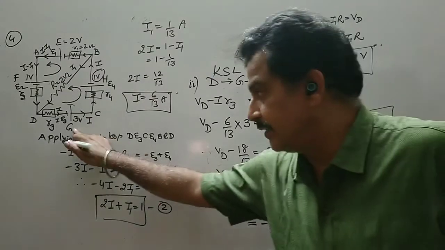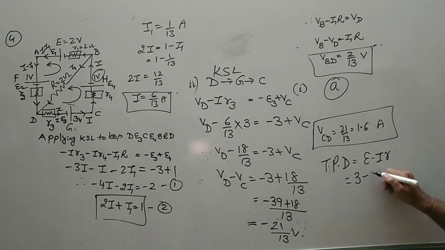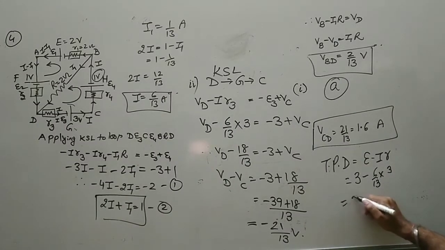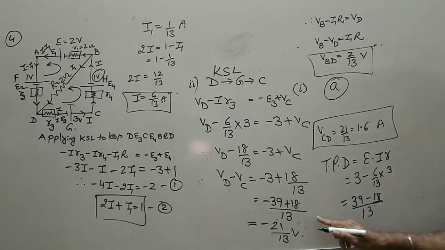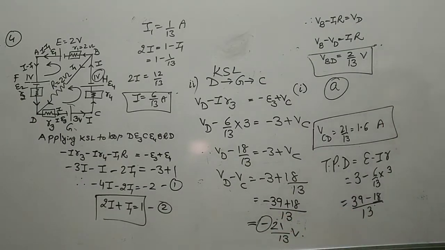So for this battery, what is the EMF? 3 volt minus what is the I? We obtained I to be 6 by 13, into internal resistance, that is 3. So again, if you see this, you will get 39 minus 18 by 13. We have the same value, but now there should not be any confusion about this negative sign. So you can directly apply the terminal potential difference formula also.